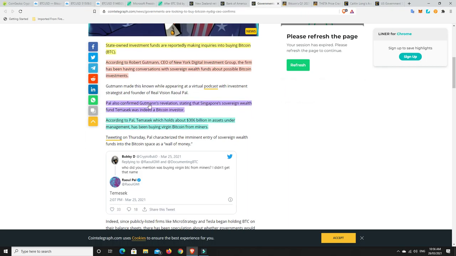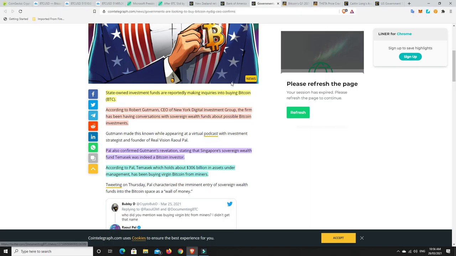Rao Powell also confirmed Gutman's revelation, stating that Singapore's sovereign wealth fund, Temasek, was indeed a Bitcoin investor. According to Powell, Temasek, which holds about $306 billion in assets under management, has also been buying Virgin Bitcoin from miners. I think there's all this information that is going to come out much later. We're just not aware of it at the moment.